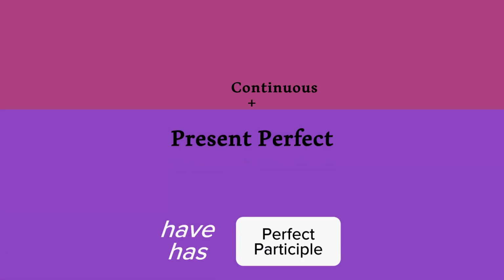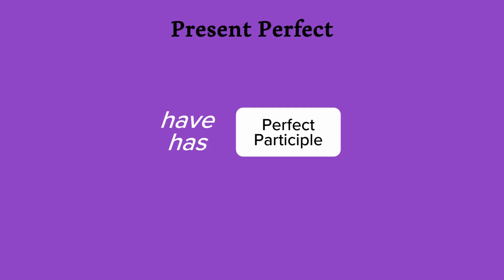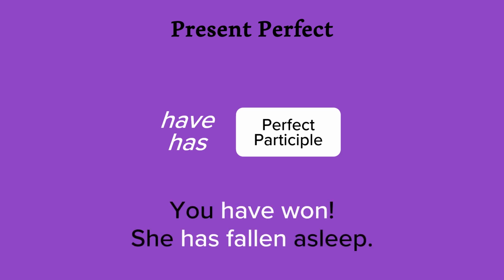Let's start with form. A present perfect verb string starts with have or has, and then the following verb is in the perfect participle form, as in you have won, or she has fallen asleep. It's usually the main verb that's in the perfect participle form, but not necessarily, and we'll get back to that in a minute. What's important is that whatever verb follows have or has is in the perfect participle form.